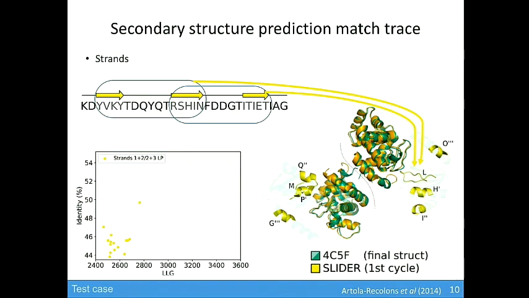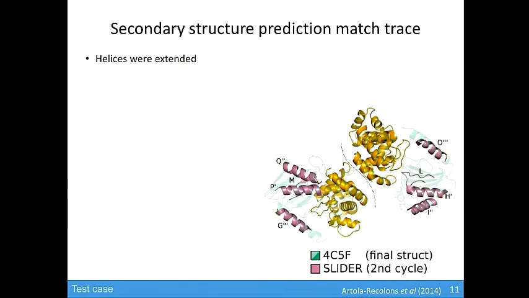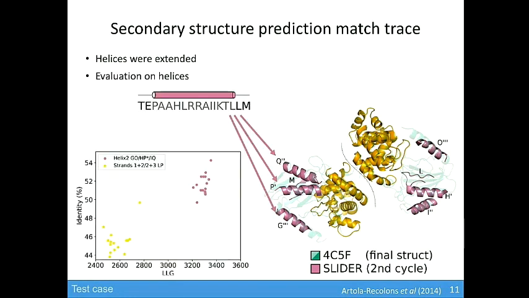We expanded the best solutions. We were able to expand the strands. Then we went further, modeling the sidechains for the strands. So we evaluated these predicted helices into these 3 helices.